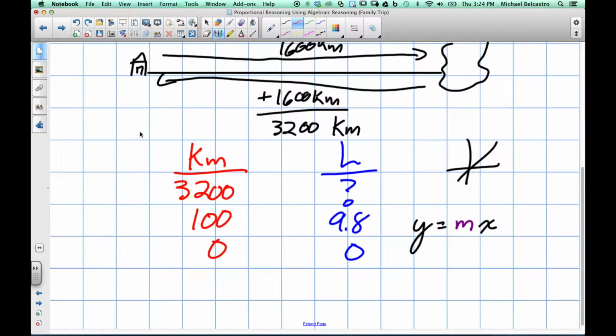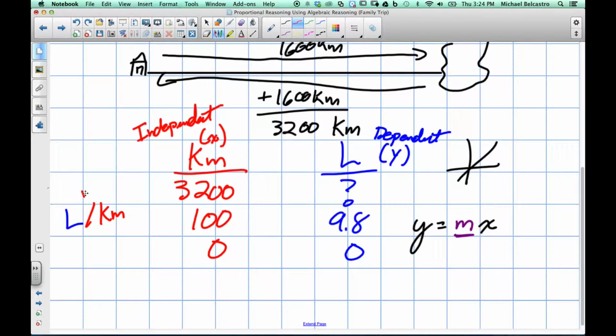So we're going to call kilometers our independent variable, which means it's the x variable, which means liters is our dependent variable, and we'll call that our y variable. Okay. Now we need a rate. And a rate usually uses terms like per some value. We want to know how many liters per kilometer our car uses, which means this line here, meaning per, means equal to 1. So we want to convert our kilometers to the value of 1.